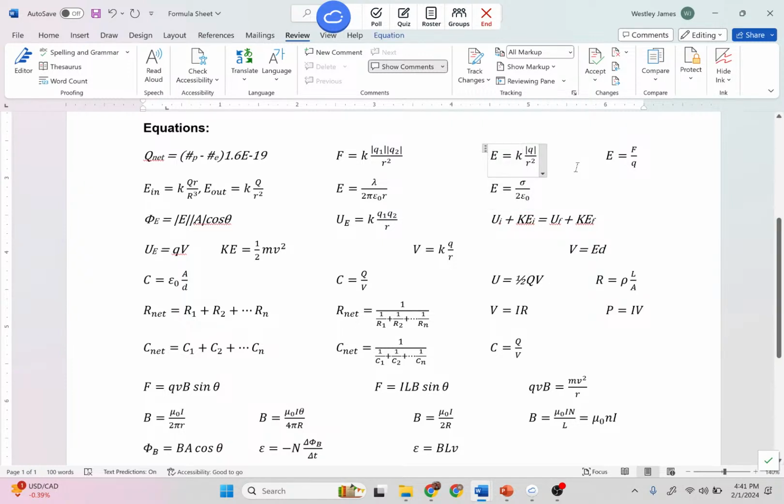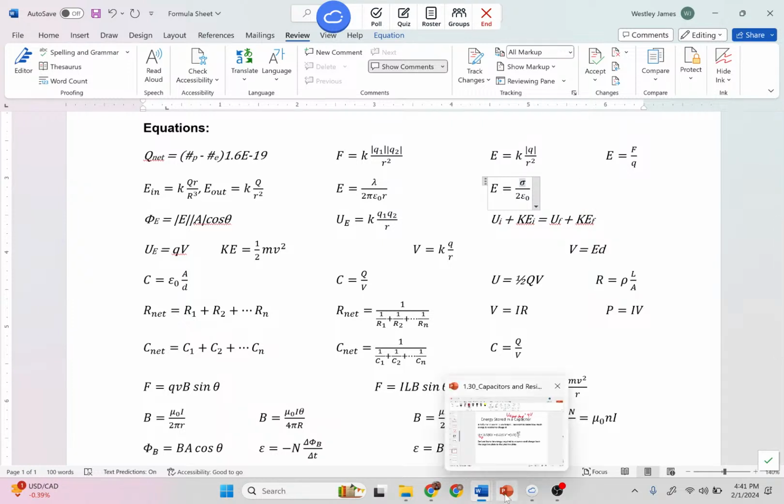This is the electric field due to a point charge. This is the electric field due to a plane of charge. So again, those won't be clear. They're not labeled any different. You'll have to kind of know that or write it on your formula sheet.